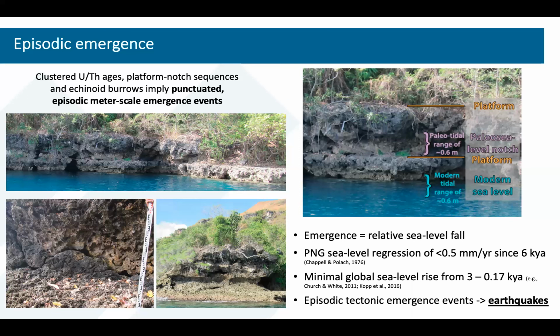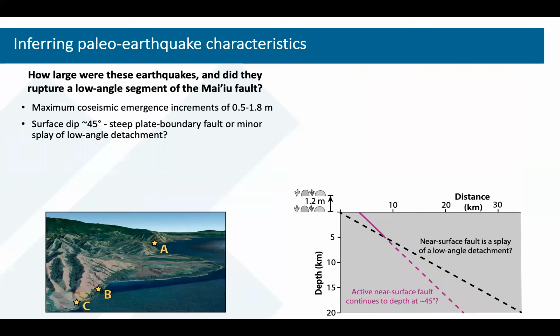And so if we have episodic tectonic emergence events, then we infer that those represent earthquakes, although we can't really say much about the specific timing of whether it was an accelerated creep episode, but most likely we're talking about co-seismically emerged corals here. So with our emergence results, we can start to play around with inferring paleo-earthquake characteristics from these emergence values.